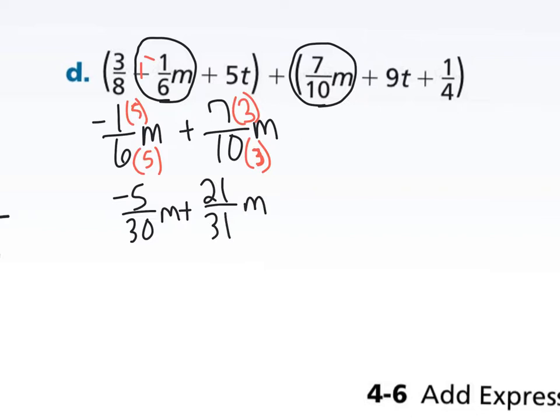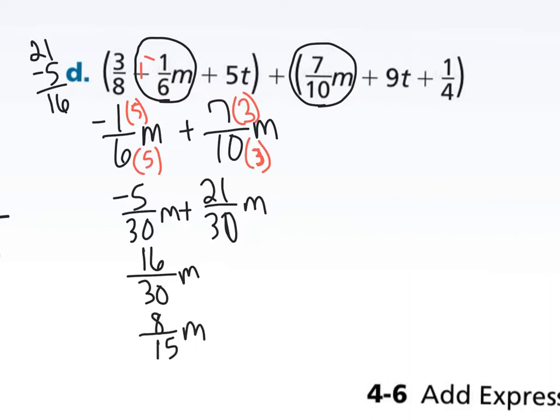These are working against each other because one's positive, one's negative. So we would be subtracting those. So if we do 21 minus 5, whoops, that should be a 30, not a 31. That would be 16. We have more positives, so that would be 16/30 M. And then those are both even, so we know we can reduce both of those by 2. So if we take half of each of those, 16/30 would reduce down to 8/15 M. That takes care of the M part.